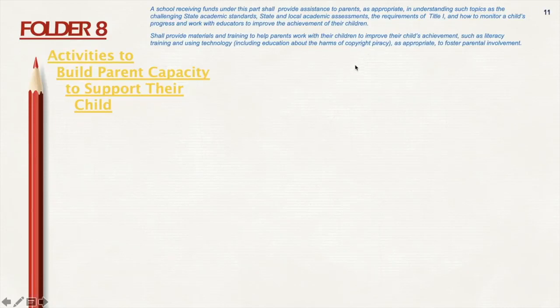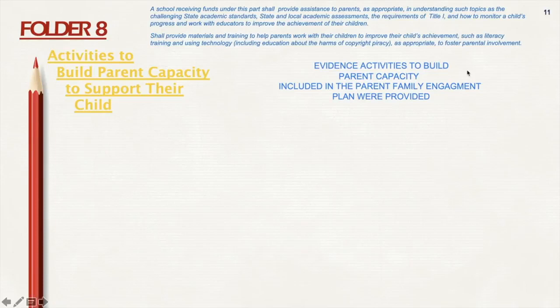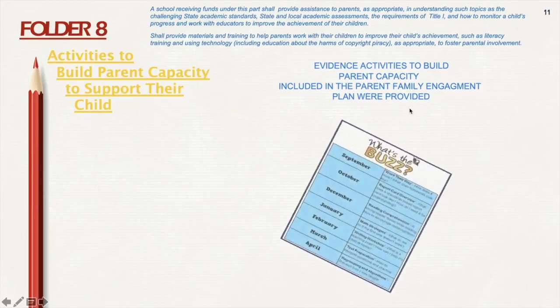And that little blurb right there is actually written into law that we have to cover, as appropriate, to foster parental involvement. So in this section of your Parent-Family Engagement Plan, where you said that you were going to build the parent capacity, then those things that you said you were going to do can be documented in this folder.